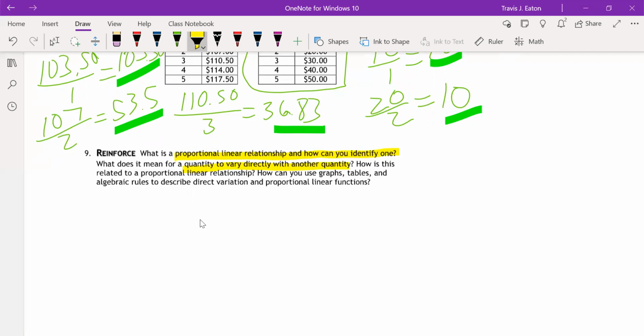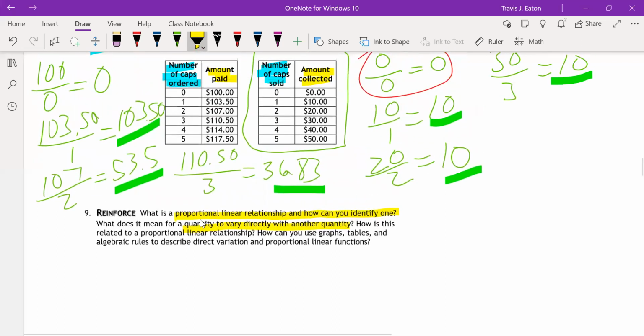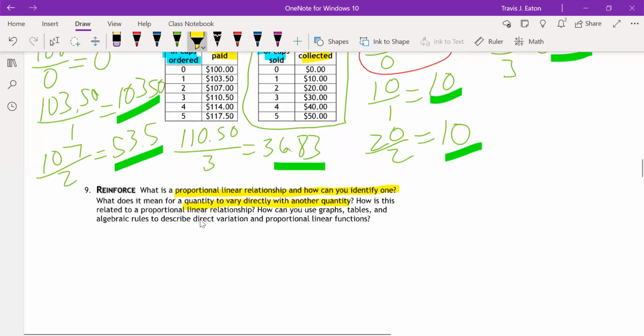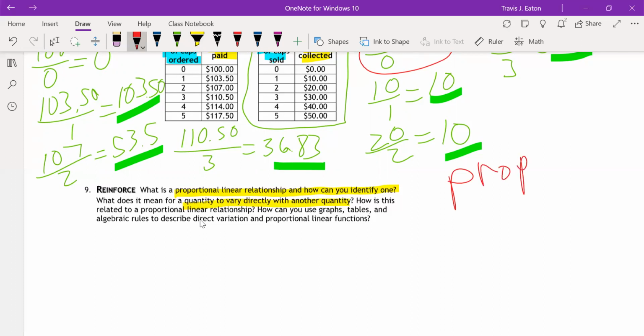Okay. So when we look at something such as this, when we divide the amount collected versus the number of caps sold versus the amount paid versus the number of caps ordered, one of these has a proportional linear relationship and one of them does not. And of course, I can tell you that if we have a proportional relationship, it's going to be the one on the right. Yes, this side over here is the one that is proportional.